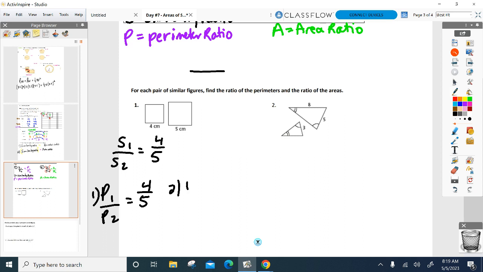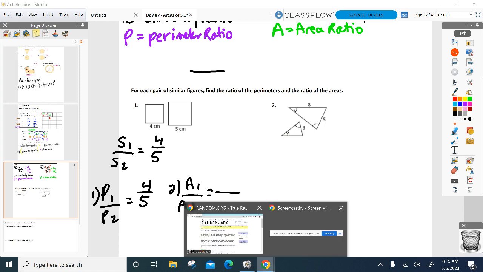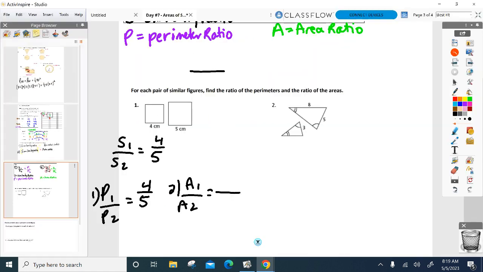All right, and then how about the area ratio? Not 4 to 5. What's the ratio of their areas? What do I need to do to the 4 over 5? Square it. So what's the area ratio? 16 over 25. There you go. Again, guys, am I saying the area of the little one's 16 and the area of the bigger one's 25? No, I'm not. I'm just saying whatever those areas are, you divide them and reduce them, it's 16 over 25.